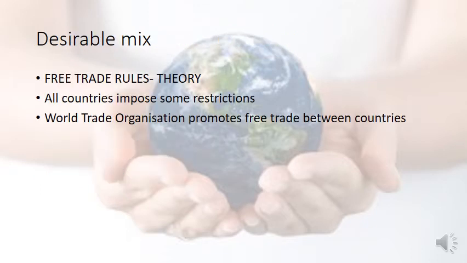Now, if we look at the desirable mix, so we're talking about how much free trade and how much protectionism should a country employ or adopt. So, standard speaking, we're saying that free trade is the best. That is the rule in theory. But we must also be aware that all countries impose some kind of restriction on trading to obviously protect their workers, to protect infant industries, to allow time for development, etc.